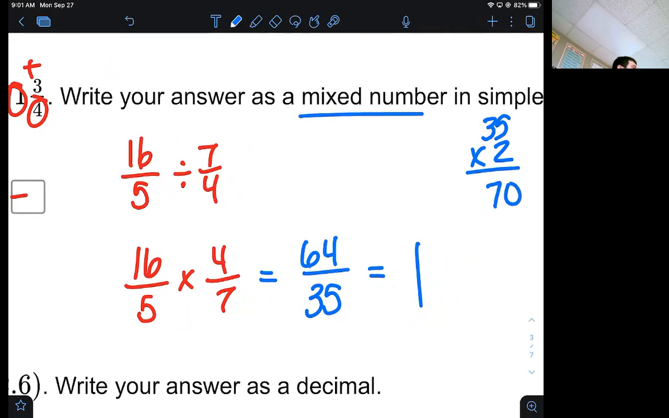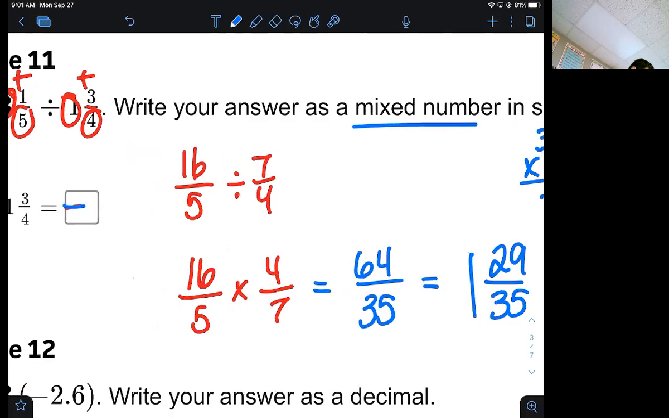But actually, how far away is 64 from 70? 6. So what number is 6 away from 35, that second 35? 29. See what I did there? Since I know that another 6 would make it 2, 35 would go in twice. I just take 6 away from that 35 because I'm 6 away. That's going to give me 1 and 29 over 35. And remember, we said this is negative because there was one negative number.